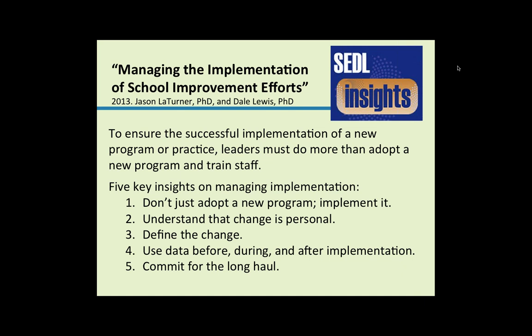They talked about not just adopting a new program, but making sure that you're doing the pieces that it takes to implement it. Understanding that the change is personal, so that it really requires ownership of multiple stakeholders who are involved in that, and that each person is going to need a differentiated approach. Defining the change is really making sure that everyone is clear on what those outcomes are. And that fourth one is really a piece that Muskego has done, I think, exceptionally well, which is using data throughout the whole process of implementation to make sure that they're on track. Not just student data, but implementation data as well. And to make sure that you're committed for the long haul.